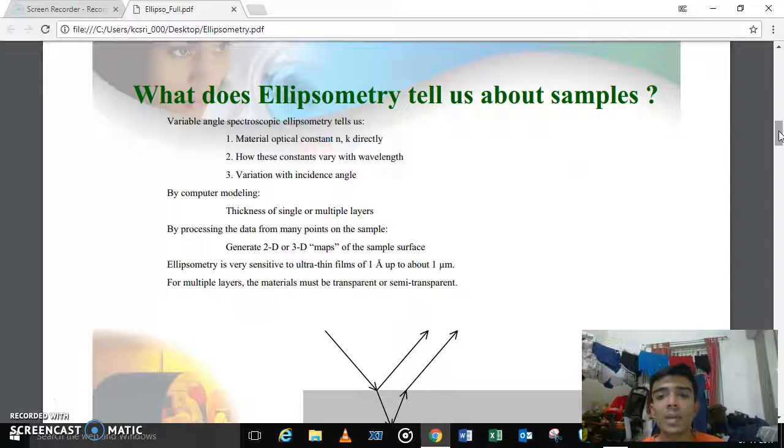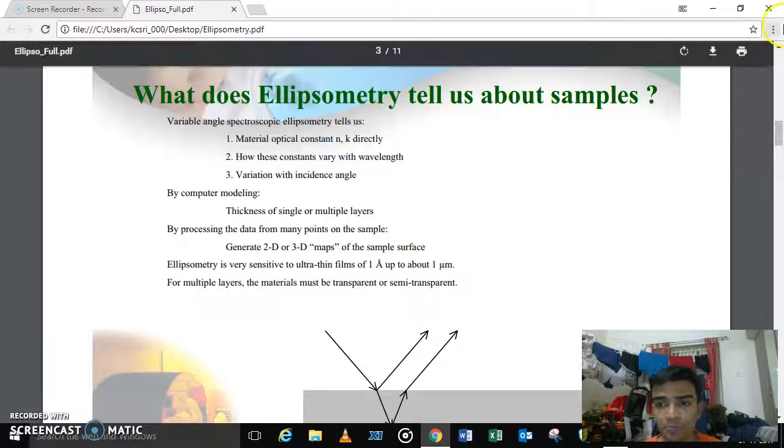So, what does ellipsometry tell us about the samples? Variable angle spectroscopic ellipsometry tells us the material optical constants N and k directly, how these constants vary with wavelength, and variation with incidence angle. By computer modeling, we get the thickness of single or multiple layers. By processing the data from many points on the sample, we can generate 2D or 3D maps of the sample surface. Ellipsometry is very sensitive to ultra thin films of 1 angstrom up to about 1 micrometer. For multiple layers, the materials must be transparent or semi-transparent.